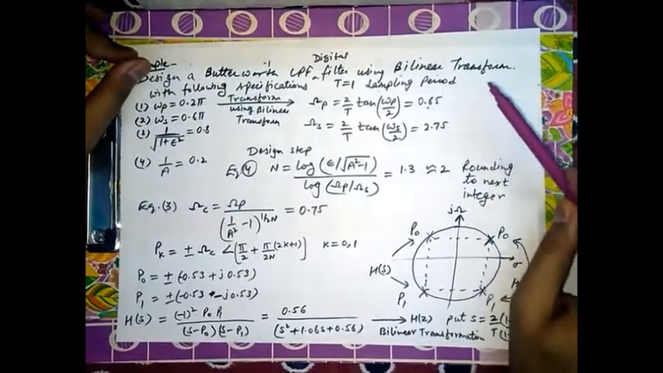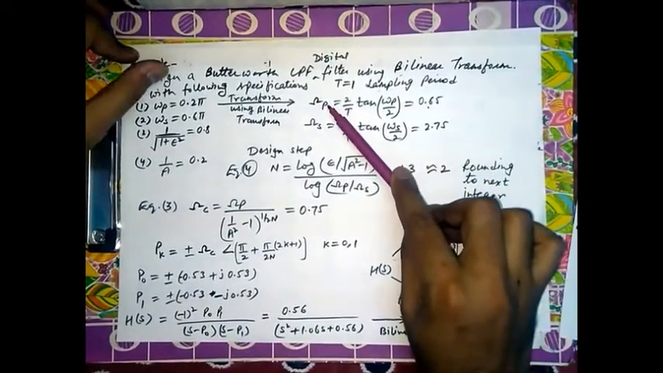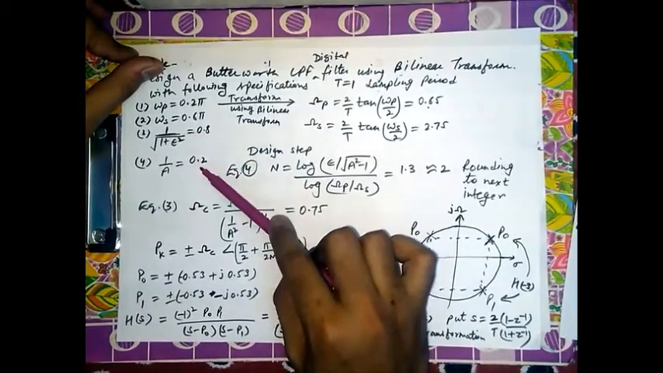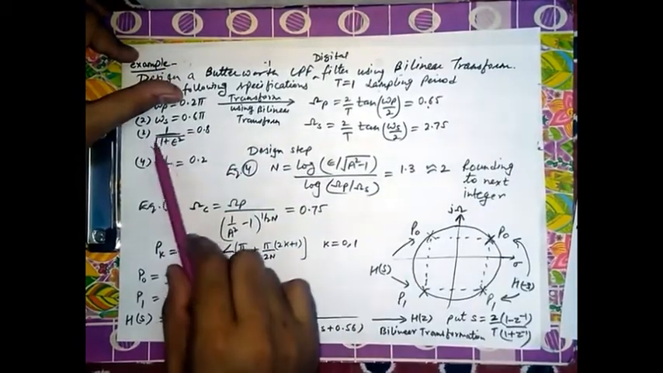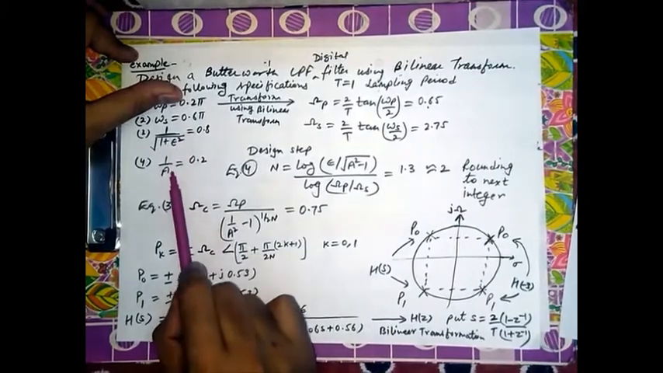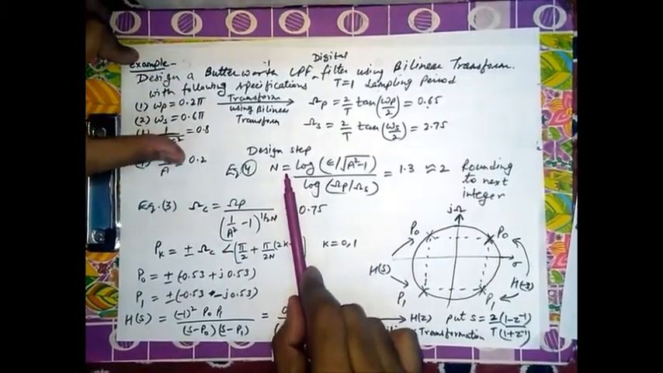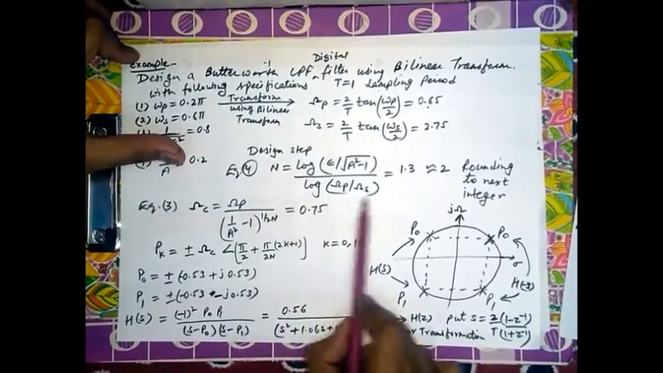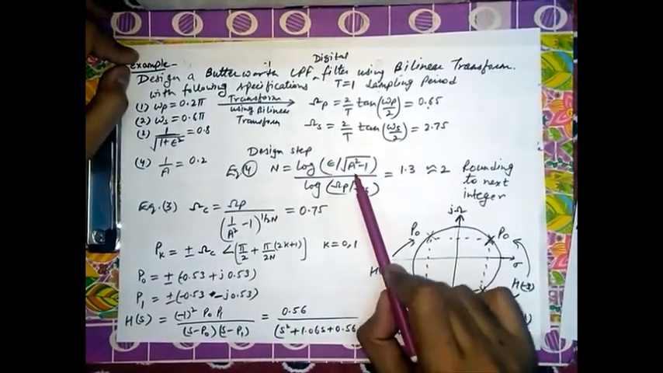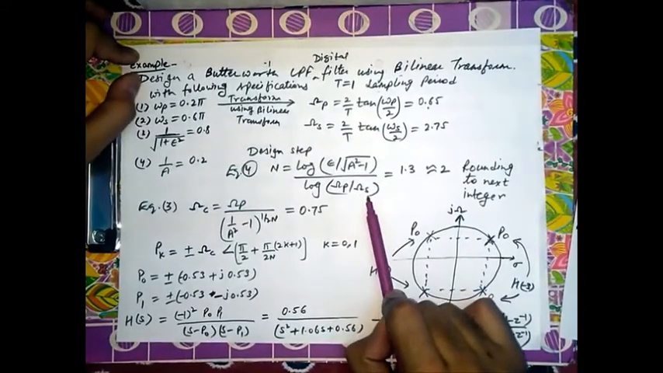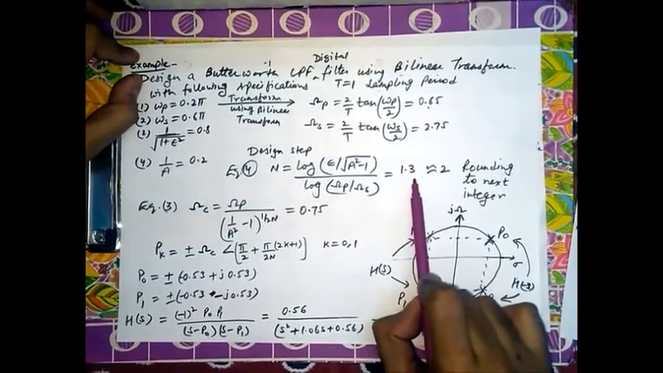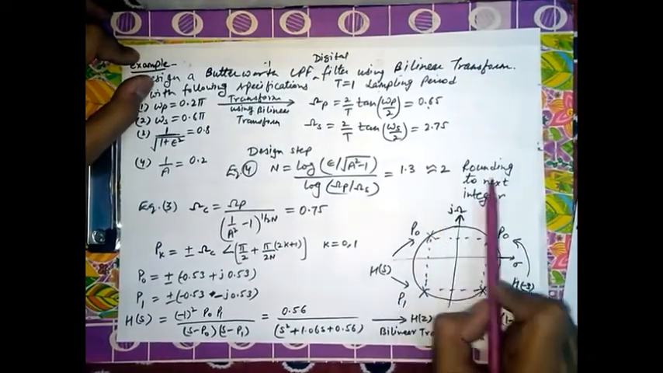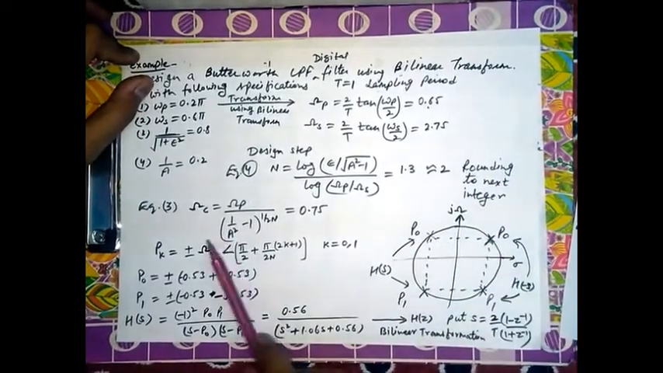Now we finally have four terms: analog pass band, analog stop band, maximum pass band attenuation, and maximum stop band attenuation. From equations 3 and 4, we can find epsilon and A. The first design step says we have to find n, the order of the filter, using this formula. Epsilon is known, A is known, omega p is known, omega s is known. You can find the order: 1.3 comes out, and we have to round to the next integer. It becomes 2. We always have to round to the next integer.